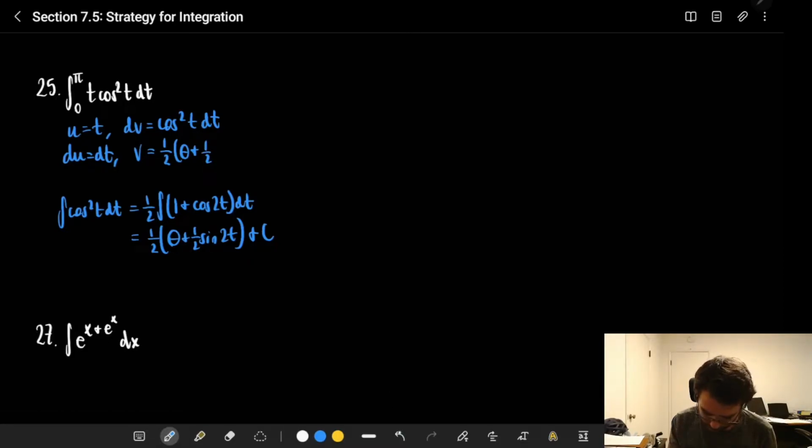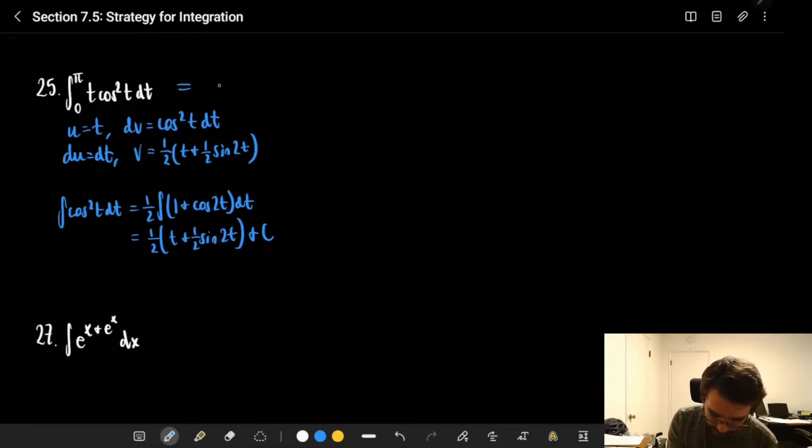Why did I put a half there? Yeah, no, that's right, that's right. Good. Sine 2t. So uv is ugly, integral v du is also ugly, but it works. So u times v... Wait, why is there a theta? Apologies. It's late. Theta should have been t. Okay. Cool, that looks better. Yes, it does.